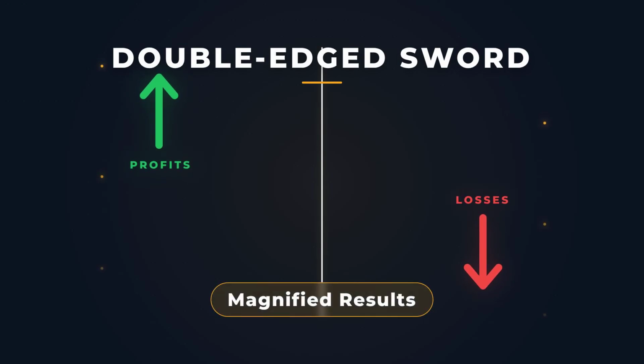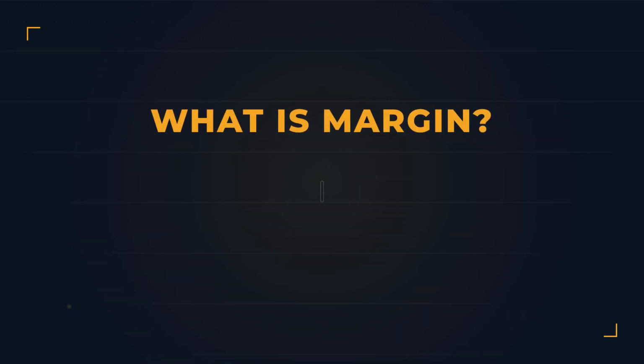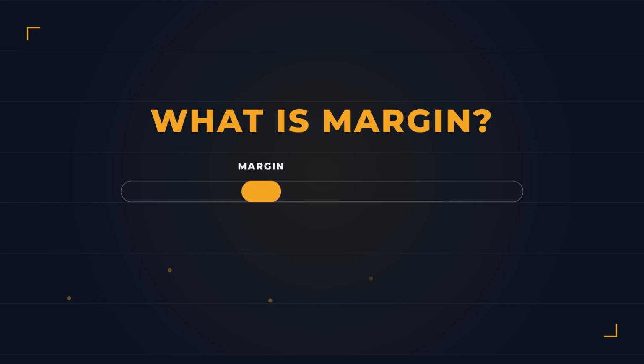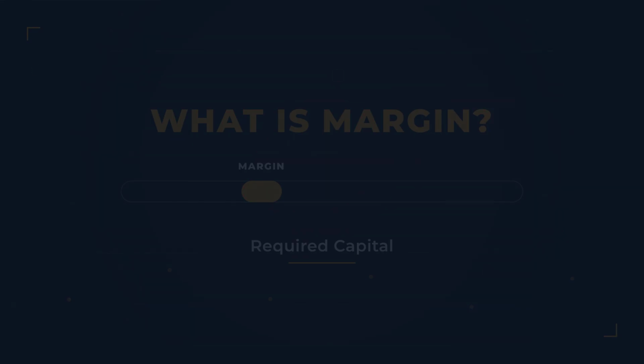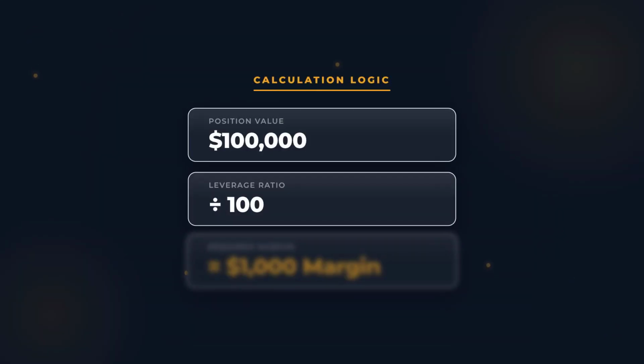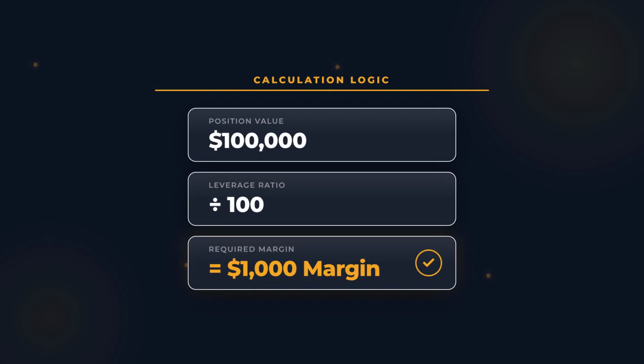It magnifies your profits when you're right, but it magnifies your losses just as quickly when you're wrong. Margin is the actual capital required to open and maintain that position. Think of it as the portion of your account allocated to support the trade. To calculate it, you divide the total position value by the leverage. So a $100,000 position at 1 to 100 leverage requires $1,000 of margin.